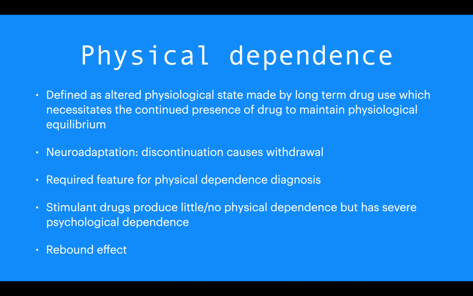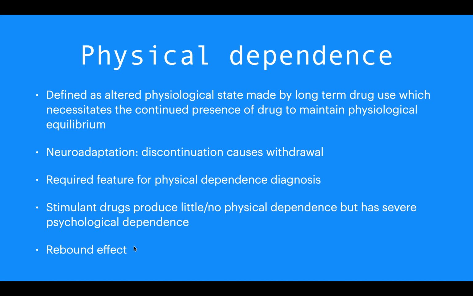So physical dependence is an altered physiological state produced by long-term drug use, which needs the continued presence of the drug to maintain equilibrium. Neuroadaptation is basically both a psychological and physiological adaptation to the drug, and withdrawal symptoms occur if you take it away. It's a required feature for a physical dependence diagnosis. Stimulant drugs produce no physical dependence, surprisingly enough, but they have a very severe psychological dependence.